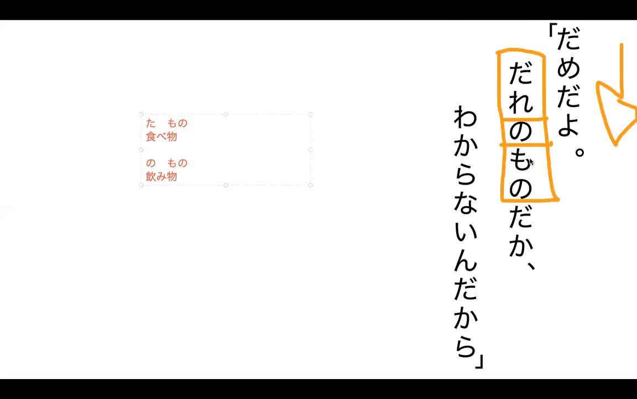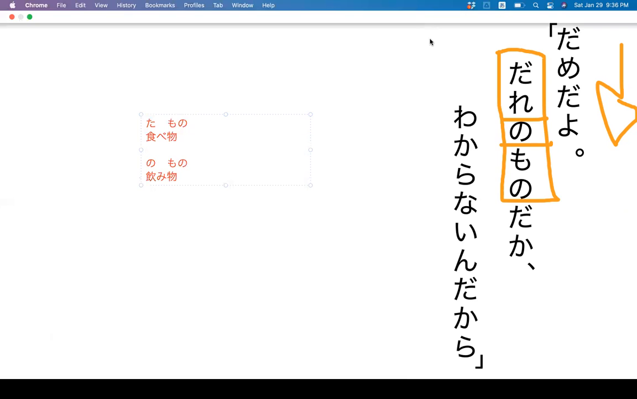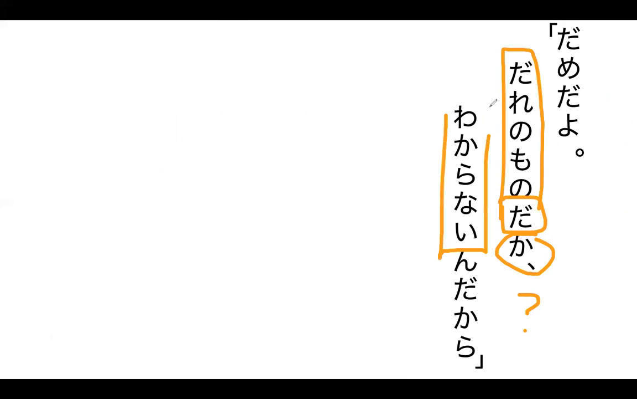So, dare no mono means something that belongs to somebody else. This da is just the da, like ending a sentence. So, dare no mono ka, which is embedding someone's thing. Yes. I guess. Somebody's thing? わからない. What does that mean? I don't understand. Or it's like, I don't know. It means I don't understand or I don't know. In this case, I don't know. So what does he not know?